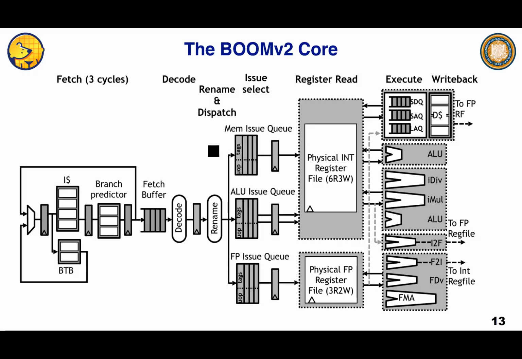So any loads and stores will go to the top queue. Any sort of arithmetic integer operations will go to this middle queue, and all floating point will go to the floating point pipeline. And once their operands are ready, they'll request to be issued. We can issue them out of order out of these queues. And then once they've been issued, they'll go to the register file to read out their operands. Then they'll go to execute, and then they'll write back immediately and speculatively. So the register file is holding both speculative and committed data.